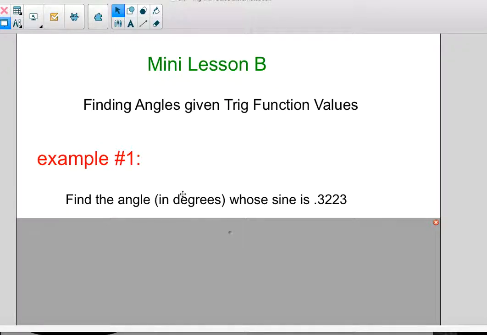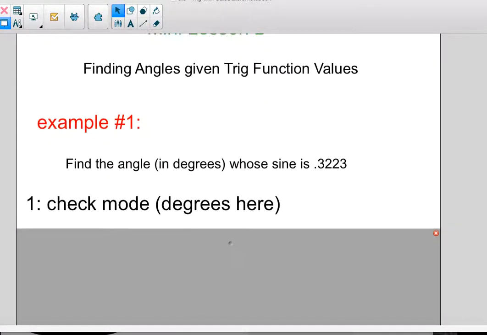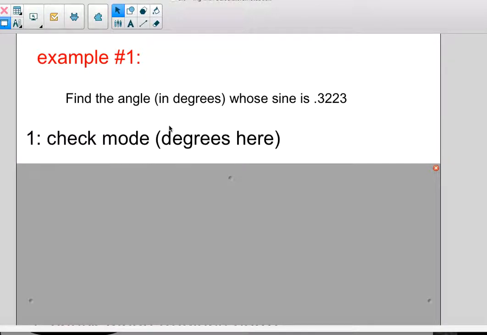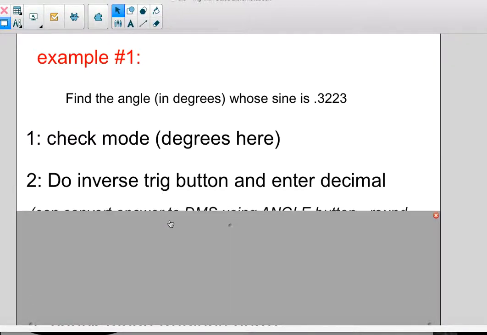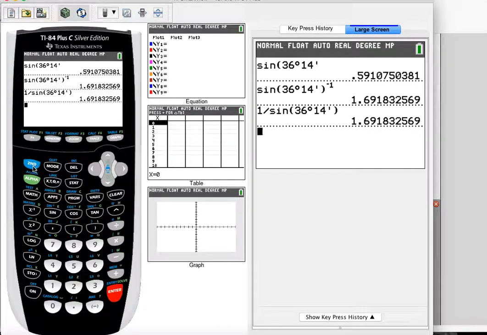So here, find the angle in degrees whose sine is 0.3223. So I'm giving you the trig value and telling you its sine. I want to know the angle where the sine is that value. So same thing, we're going to check the mode. It tells me I need to get it in degrees, so I want to be in degree mode. And then I'm going to do the inverse trig button. So here I'm going to hit second sine.